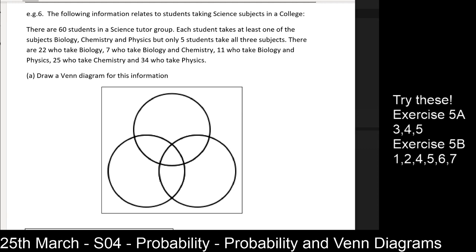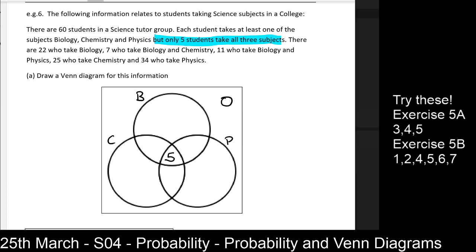So first off, I'm going to put a 0 here to show that there is no student that doesn't do biology, chemistry or physics. And we're going to call this circle B, this circle C and this one P. We're also told only 5 students take all 3 subjects. So 5 goes at the centre of all of these.